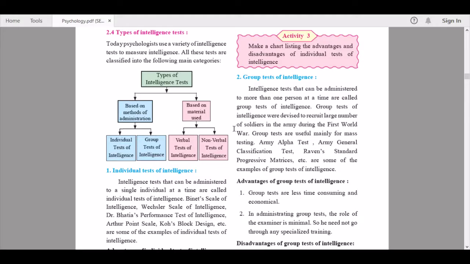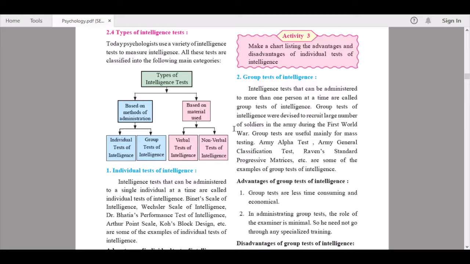Intelligence tests that can be administered to more than one person at a time are called group tests of intelligence. Group tests of intelligence were devised to recruit a large number of soldiers in the army during the First World War. Group tests are useful mainly for mass testing. Army Alpha Test, Army General Classification Test, Raven's Standard Progressive Matrices, etc. are some of the examples of group tests of intelligence.